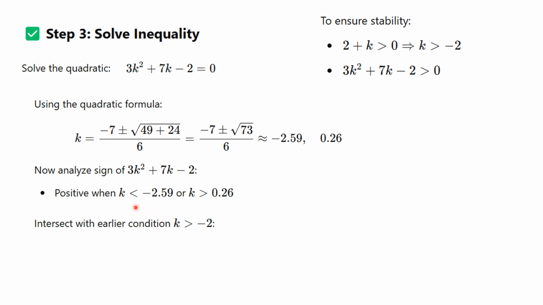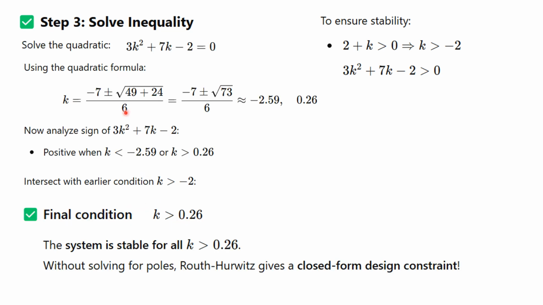So when you do that, what you end up with is that our final condition is that k has to be greater than 0.26, because if you satisfy this condition, you satisfy that condition. This is the more limiting condition: k is greater than 0.26. So here, the system is stable for all k greater than 0.26.